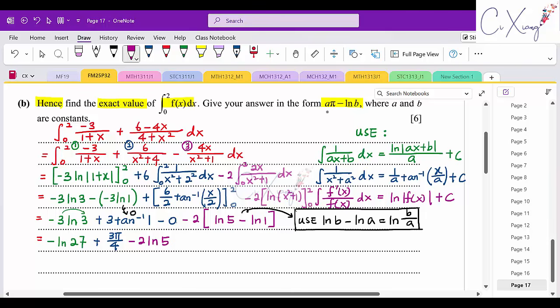Alright, then if I have a look at the final answer again, the request of the question again, they want a pi minus ln b. A pi is there already, so I will put it in front, where it is equal to 3 over 4 pi. Then they said they want to have minus ln b, right? What I do is I factorize out the negative. I will be having ln 27, then plus 2, I bring it back, it becomes 5 squared, which is a 25. So ln 27 plus 25.